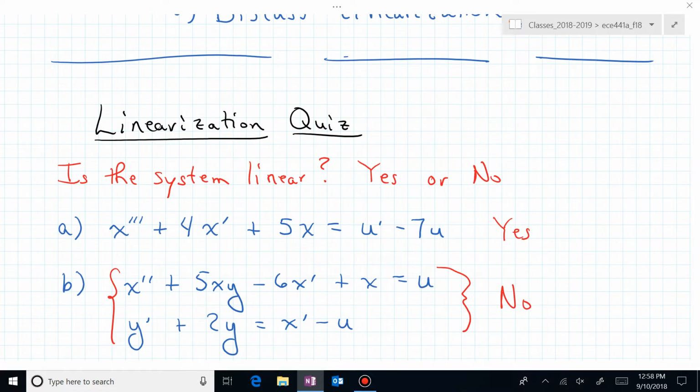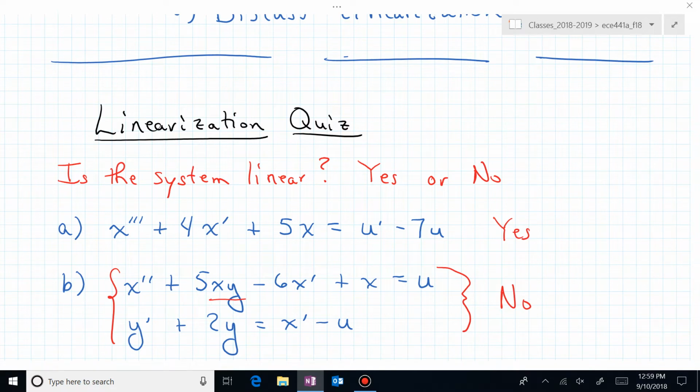It's not linear not because it's coupled, but because of this product term, a product of two variables, x and y. It could have been a product of x with itself. It could have been 5x squared. That would have made it nonlinear. It could have been x times x prime. That would have made it nonlinear. Or it could have been u squared, or x times u. That also would have made this particular system nonlinear.